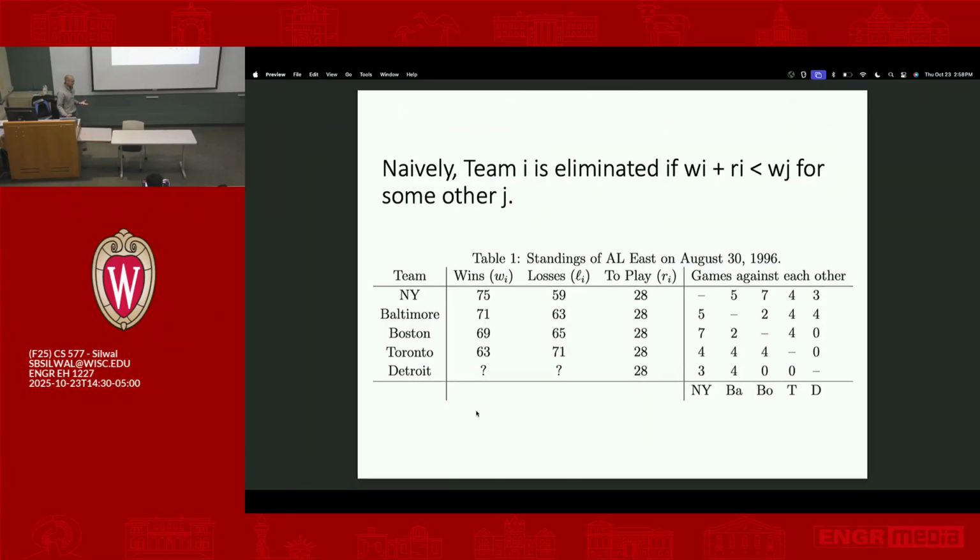Okay, so what is a naive way to check? Well, naively, if I tell you a certain number of wins and I add that to the number of games they have left, that's the best case situation. And if that's already less than the win total of some other team, then they can never be first place. So that's pretty easy to check. But in certain situations, it's actually not so clear.